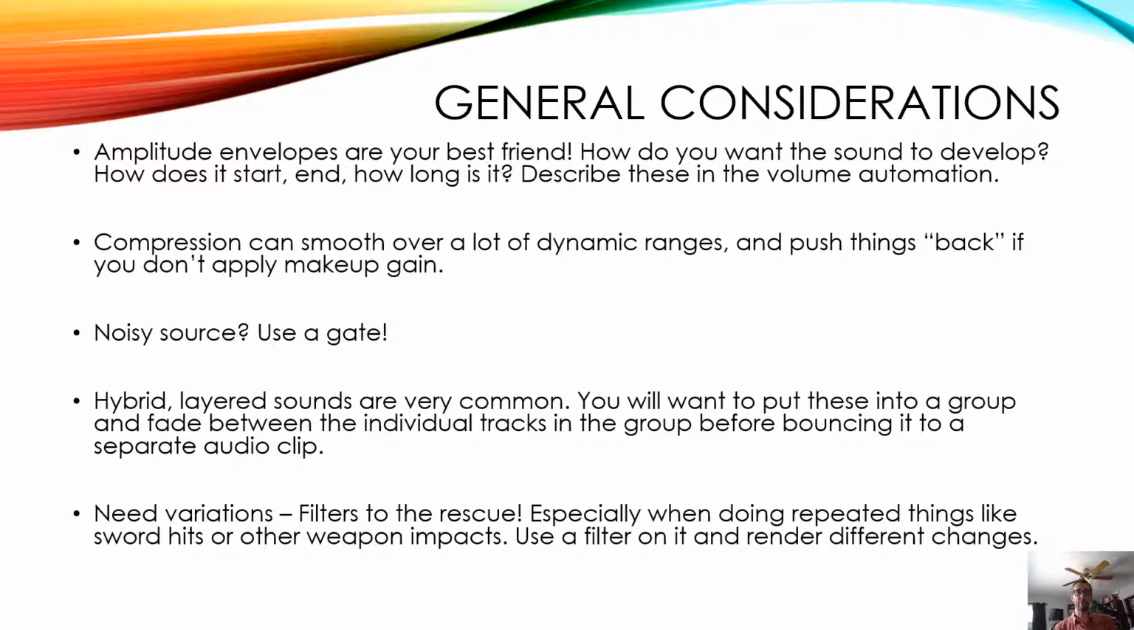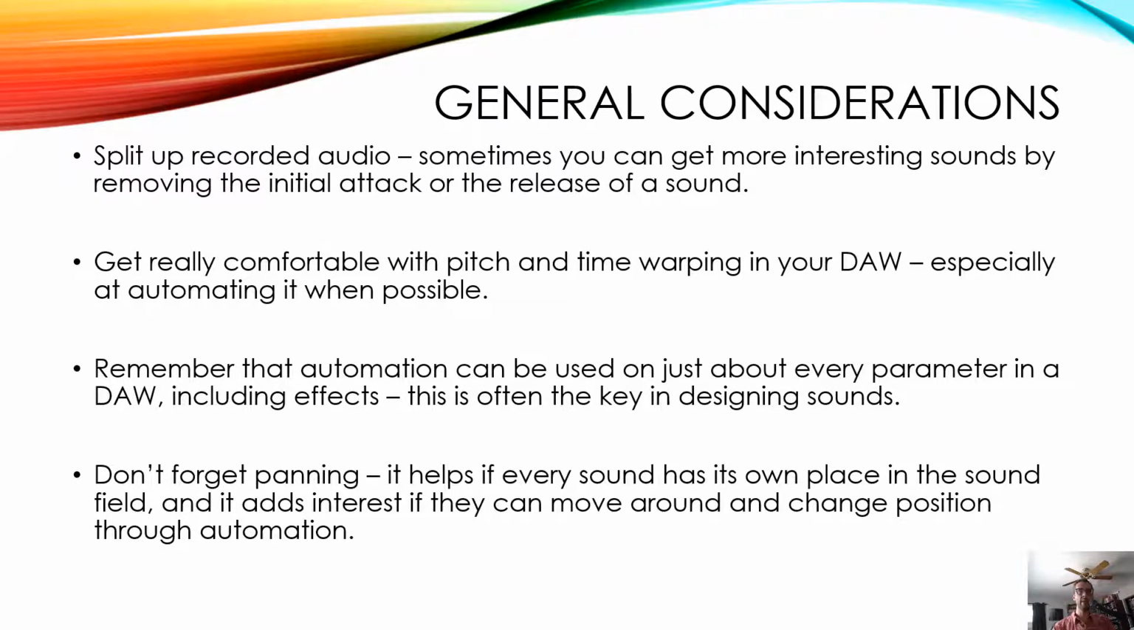Do you need variations on a sound? Filters are your friend. Especially with repeated things like sword hits or other weapon impacts, you can use a filter, change the cutoff, change the cue, and just render different version after different version until you have 20 or so different sounding but related sounds. Splitting up recorded audio can be really interesting. Sometimes you can get more interesting sounds after removing the initial attack or the release of a sound and then splicing together something different. Just a nice little crossfade and the beginning of sound A and the end of sound Q, and you've got really cool sounds.